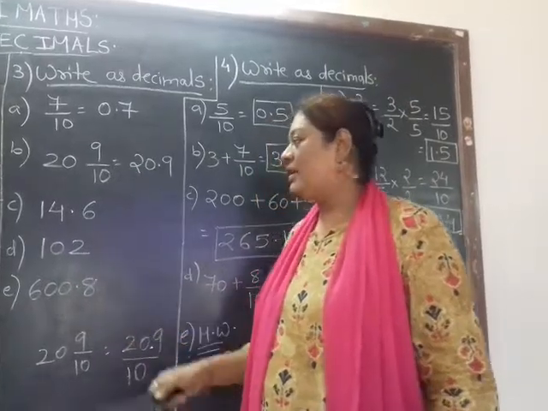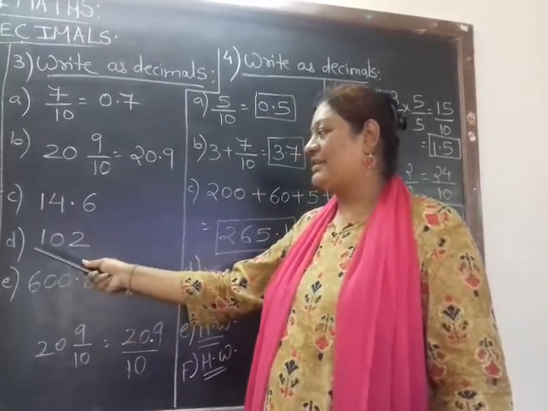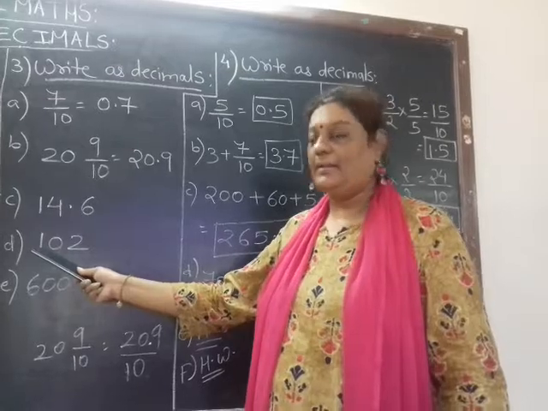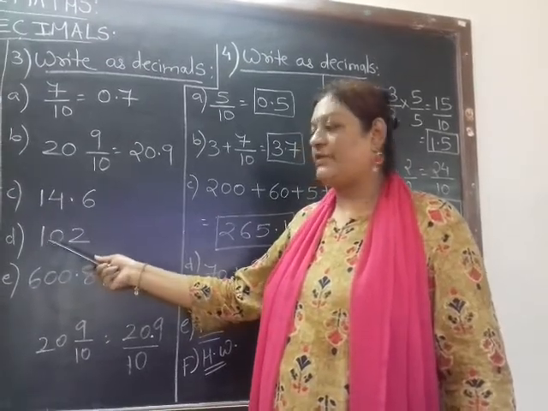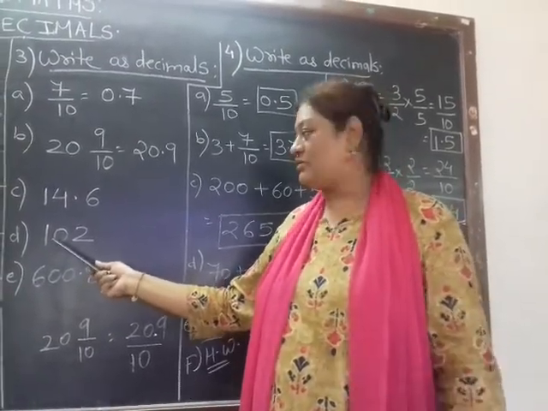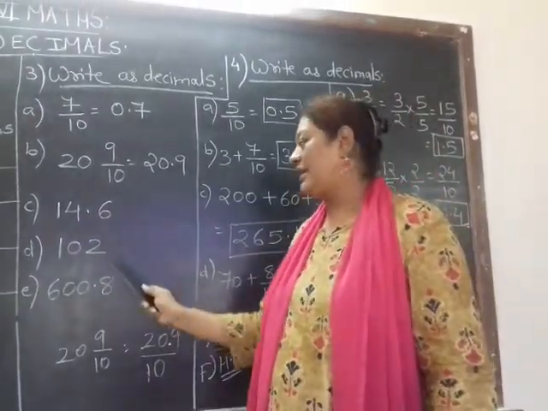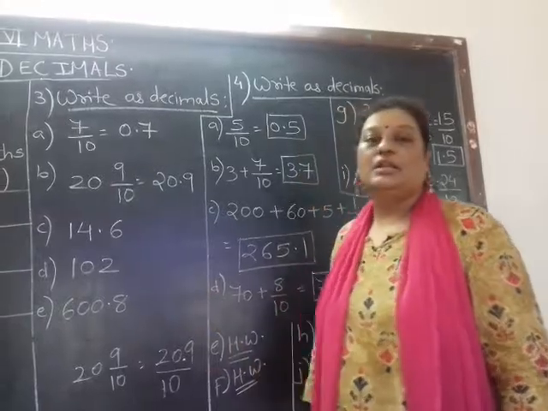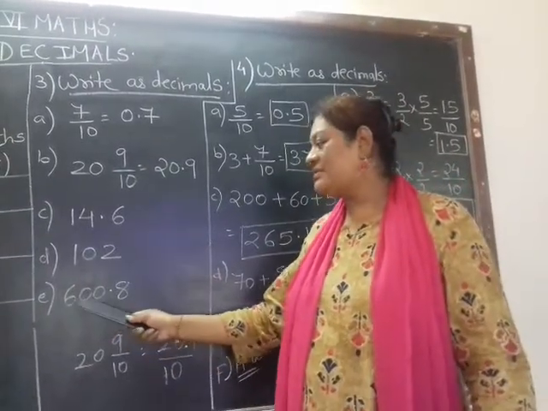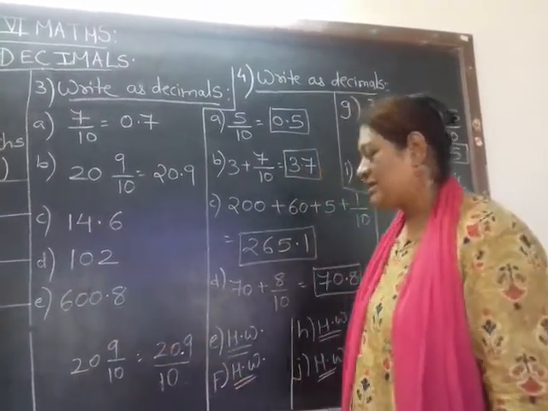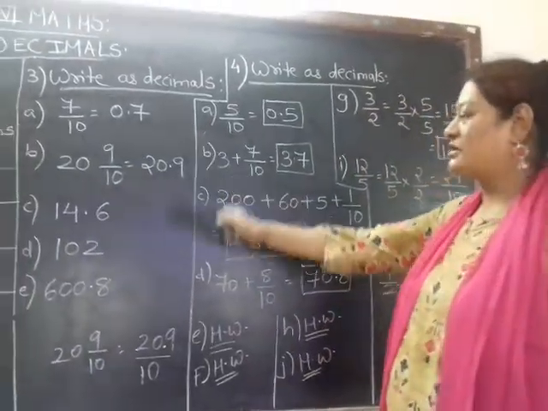102. So 100 means 100. On the place value of hundreds I have 1. On the place value of tens I do not have any number, so 0. And on the place value of ones I have 2. Here they had not given a decimal point number. Then comes 600.8. Right? So these are the answers of question number 3.